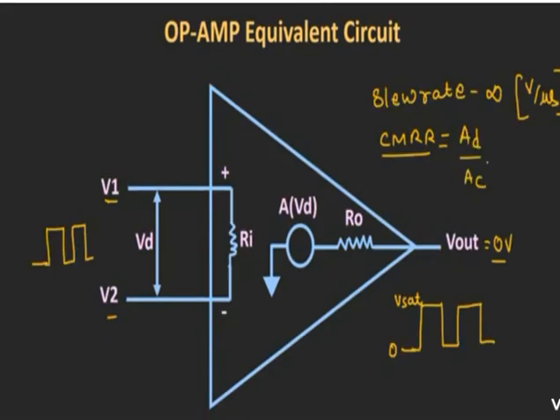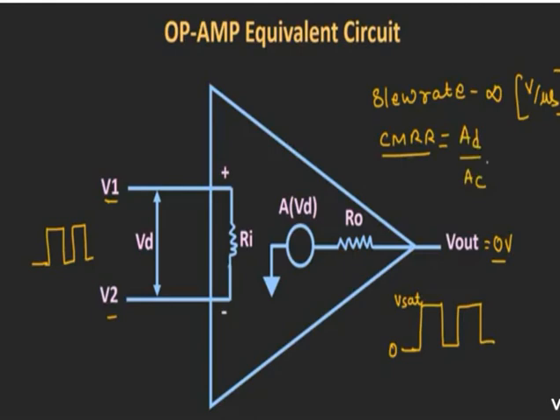Apart from this, there are a few more characteristics, that is slew rate and common mode rejection ratio. So basically the slew rate is how fast the operational amplifier is able to reach its final value. In an ideal operational amplifier, the slew rate should be equal to infinity. It is defined in the unit of volts per microsecond.